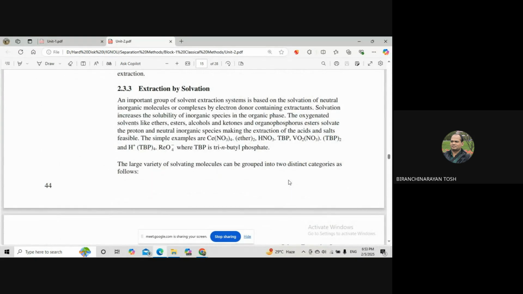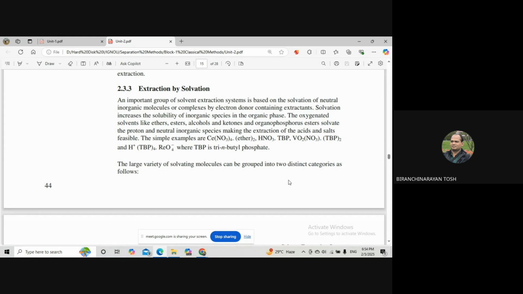Then move to the extraction by solvation. That means solvent molecules will be aggregated in the complex, in the interstitial voids. So by solvation, the solubility of inorganic species in the organic phase increases. The oxygenated solvents like ethers, esters, alcohols, and ketones, and organophosphorus esters solvate the proton and neutral inorganic species, making the extraction of the acids and salts feasible.